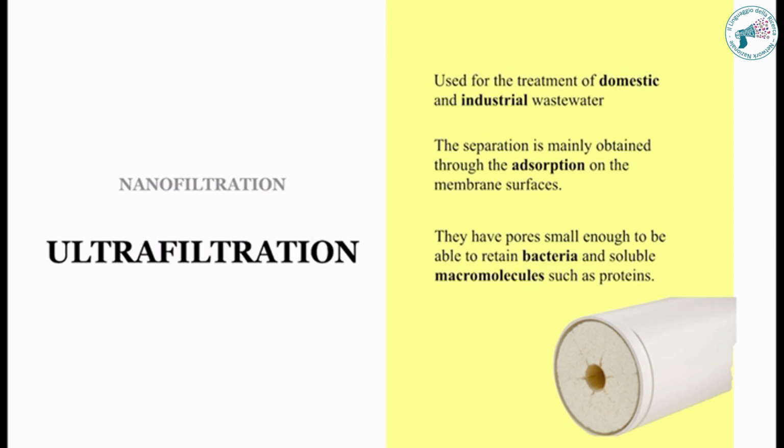But what is the separation method used? The separation is mainly obtained through the adsorption of pollutants on the membrane surfaces. What is ultrafiltration used for? It is often used for the treatment of domestic and industrial wastewater or for the recovery of processed water.